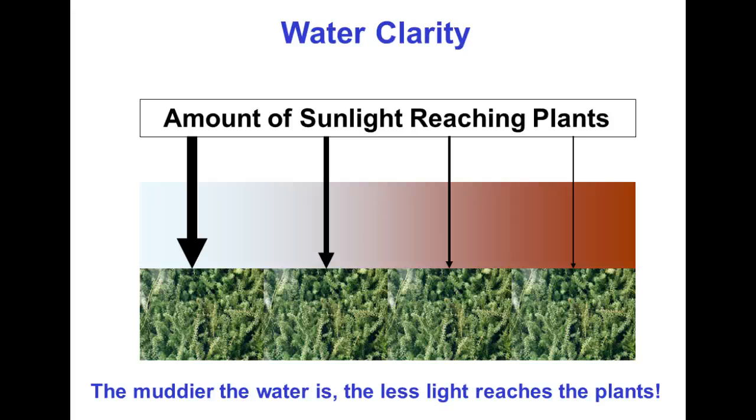Again, you should also see that the opposite is true. Clear water allows sunlight to reach the plants. Plants photosynthesize at a higher rate, and there is more dissolved oxygen in the water.